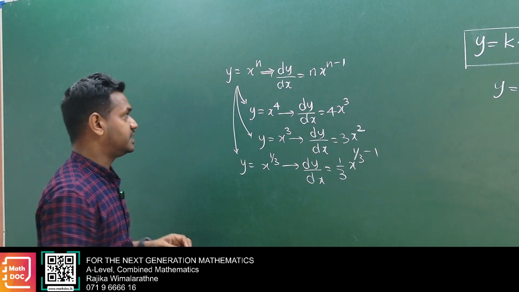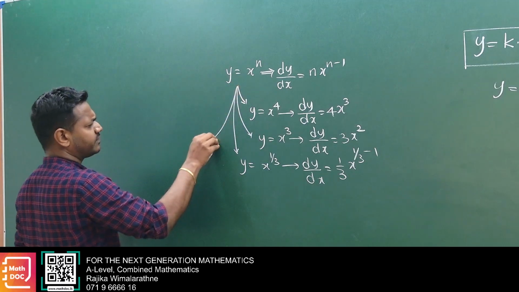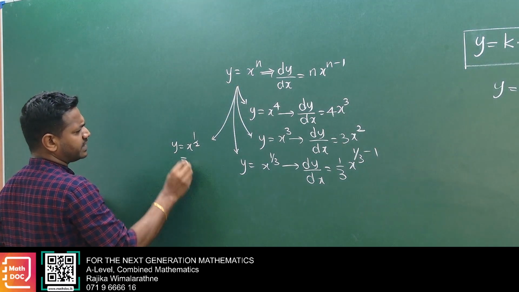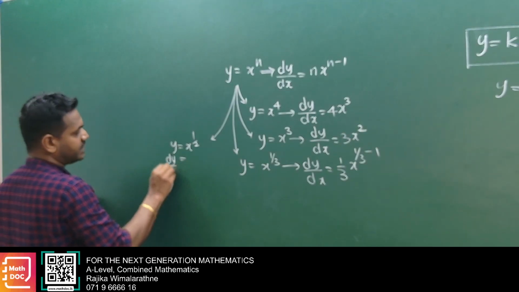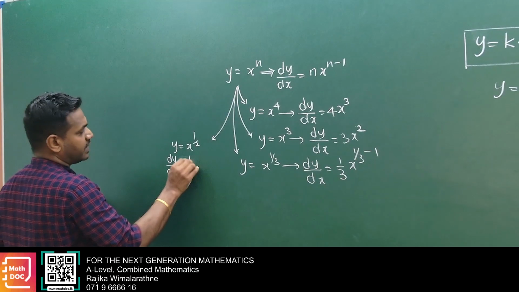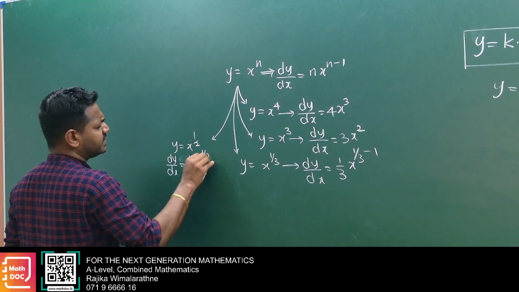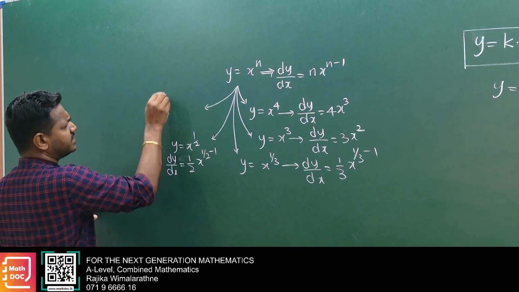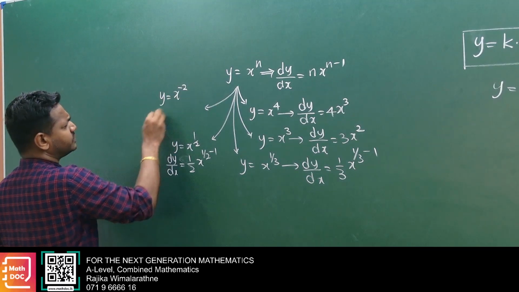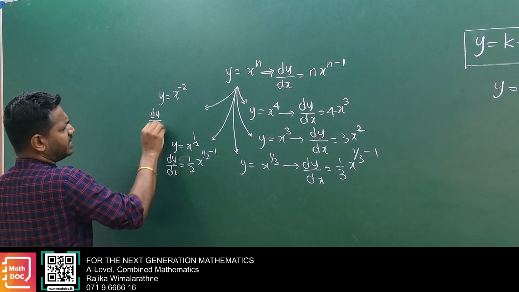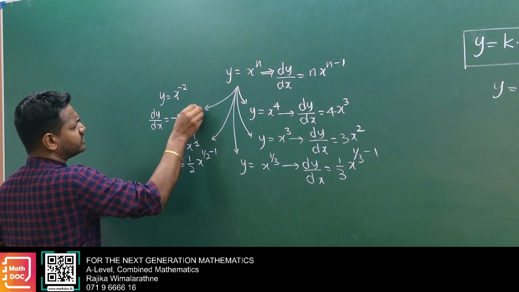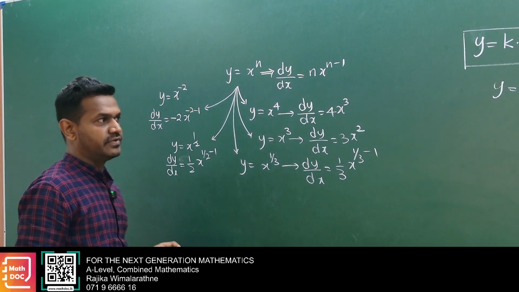Likewise, you can differentiate. Y equals x to the power half, that means root x, then dy by dx equals n x to the power n minus 1. Then y equals x to the power minus 2, dy by dx equals minus 2 x to the power minus 2 minus 1. Thereafter you can simplify further.